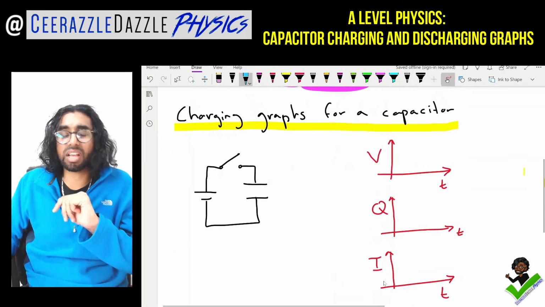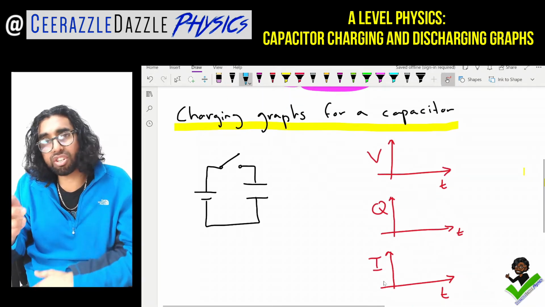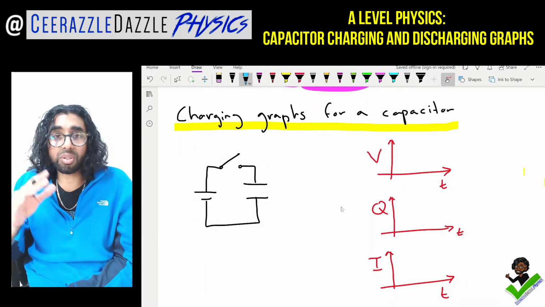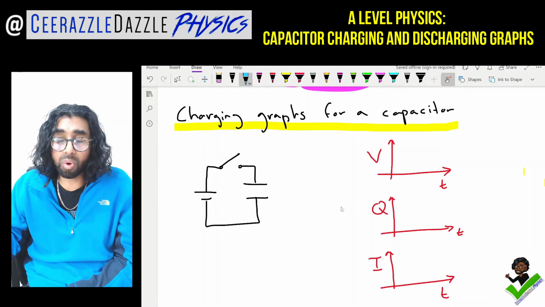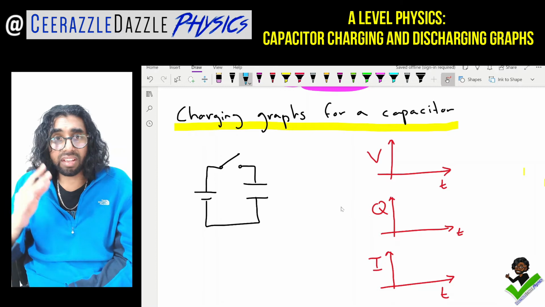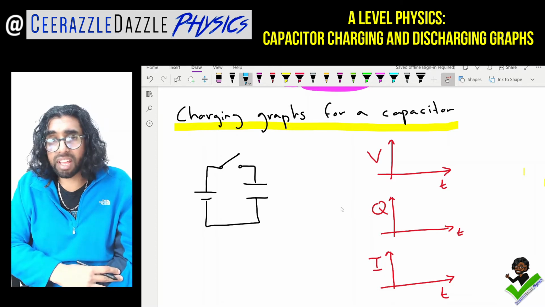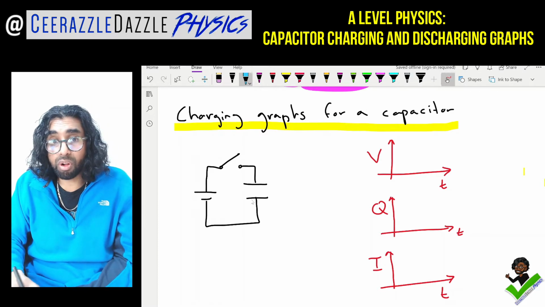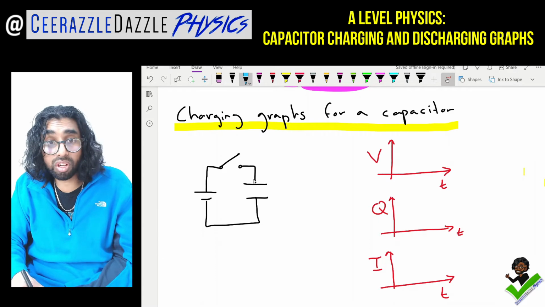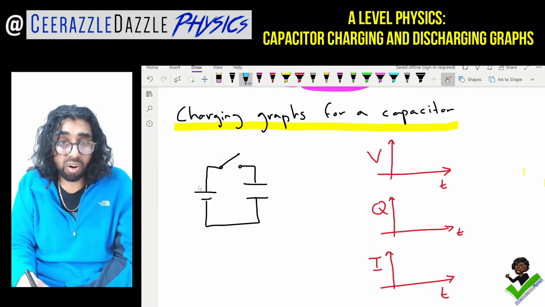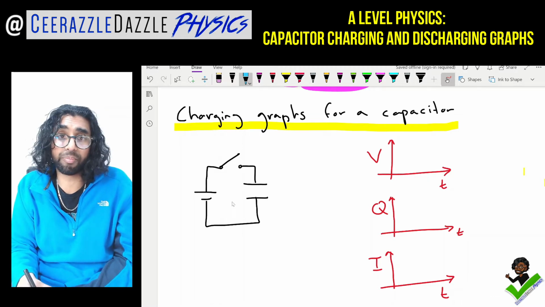So here guys, I have my capacitor, and we've attached it to a power supply. And there's a switch in the circuit. We're going to be looking at when the switch is pressed, what's going to happen to the voltage against time, the charge against time, and the current against time. So what's going to happen for this actual capacitor? When I mean the voltage, I mean the voltage around the capacitor over here. The charge, I'm going to talk about the charge stored on the plates over here. And the current is obviously the current that's going to flow through our circuit as well.